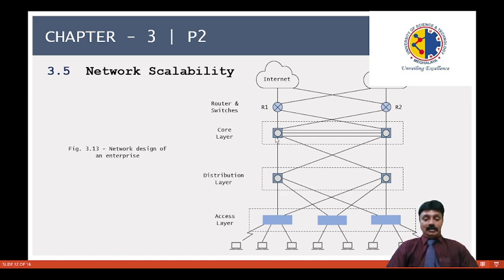And in the core layer level, these routers or switches can have parallel connections to communicate with each other, to access or share the information, to distribute in the distribution layer level. So from the distribution layer level, it can distribute to the various systems. So the network design is based upon the number of routers and the number of nodes, and the design pattern will be determined in any kind of enterprise.